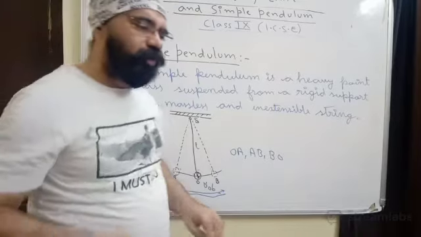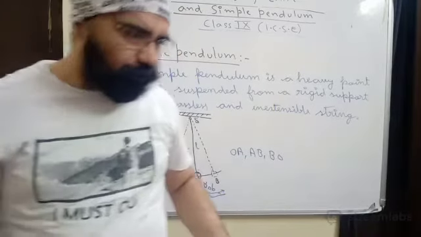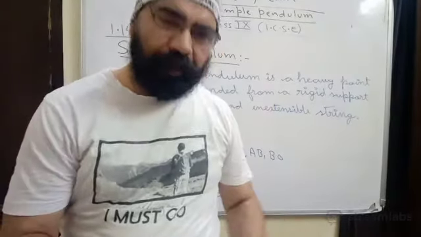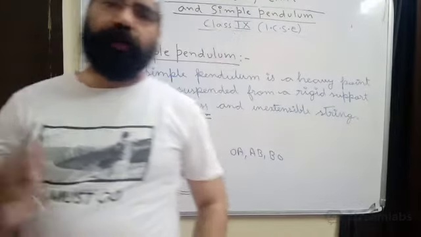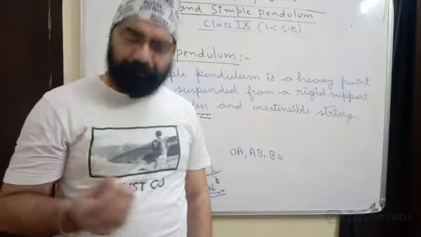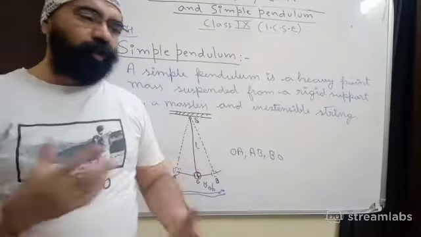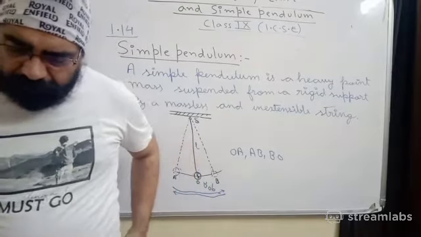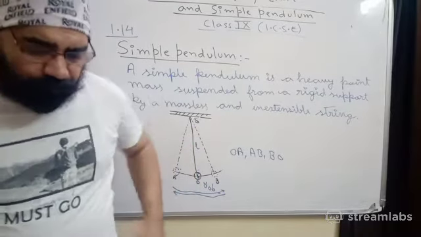Okay, so the position from where I had started, when the bob comes back, I take that as one oscillation completed. Got it? So everybody understood what oscillation is. Okay, and next we go to time period.